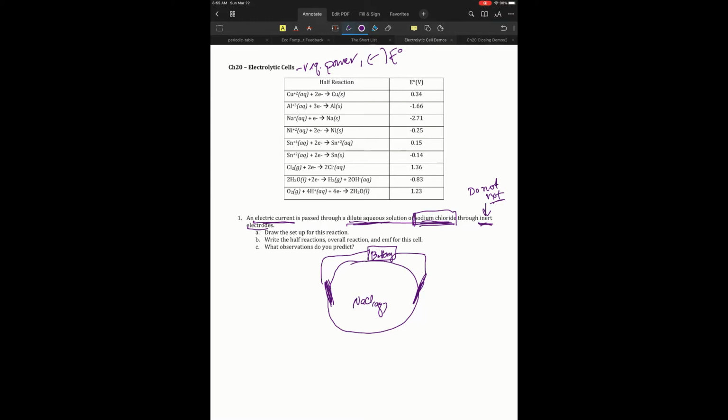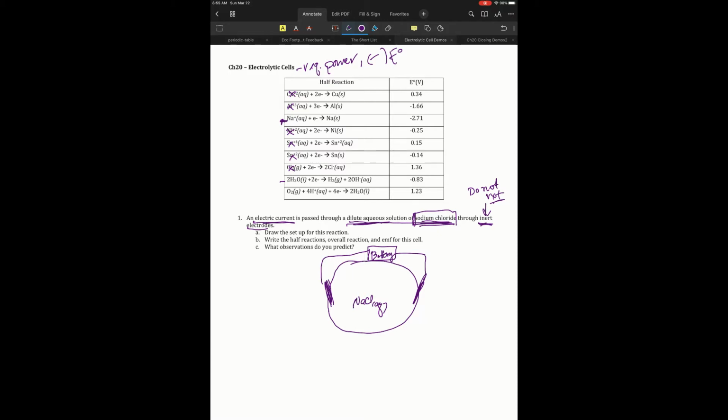Oh, write the half reactions and overall reaction for the cell. So let's see which of these are plausible. So thinking about our reduction reaction again, let's look at which of these are possible. So there is no copper, there's no aluminum. This is in there, and we'll talk in a moment about why that's not plausible. Do we have chlorine gas? No, we do have some water. There is some oxygen present in the atmosphere. So why is this sodium one not going to be on the list?